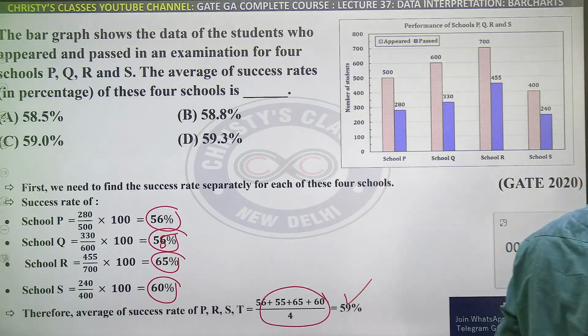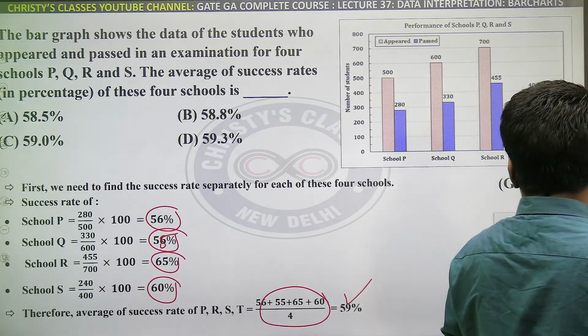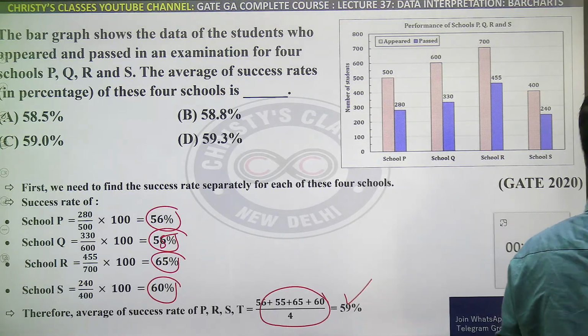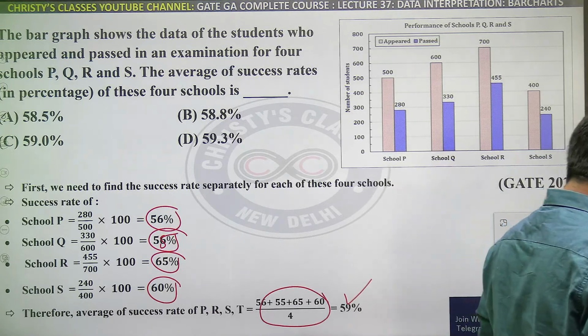Different results होगा ना. All schools का result same होना जरूरी नहीं है ना. And appeared students every school का same होना जरूरी नहीं है. It can be different also. All of you understood this?